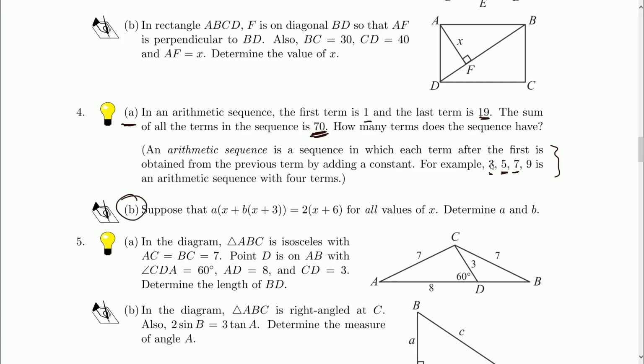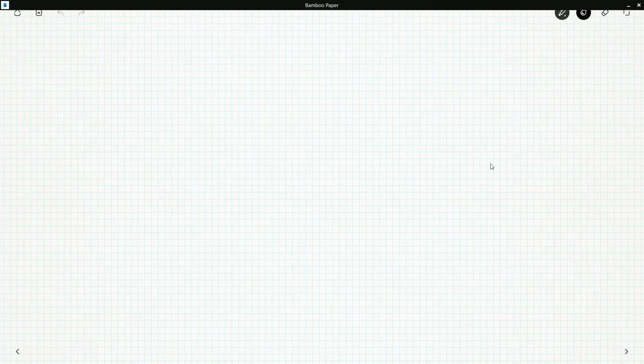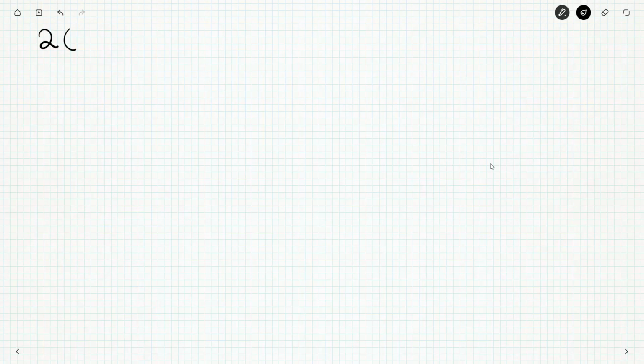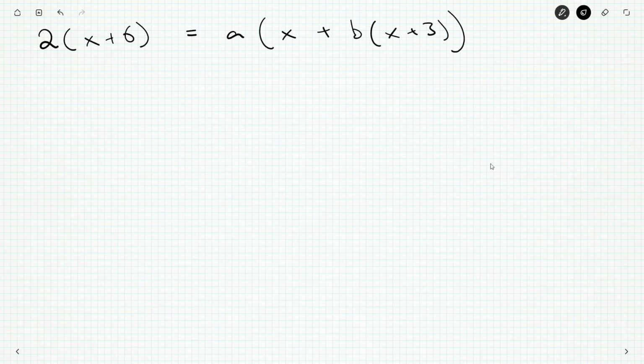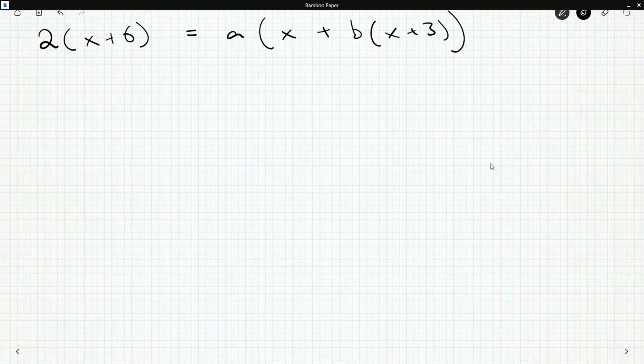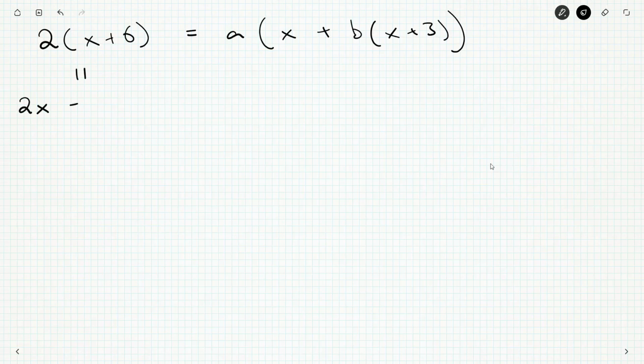Suppose that A times x plus B times x plus 3 is equal to 2x plus 6 for all values of x. Determine A and B. Okay, so I'm going to write this as 2x plus 6. A, it was x plus B, and I want to say it was x plus 3, or was it minus 3? I can't remember. Nope, managed to figure that out and copy it properly. So over on this side, I'm going to get 2x plus 12.